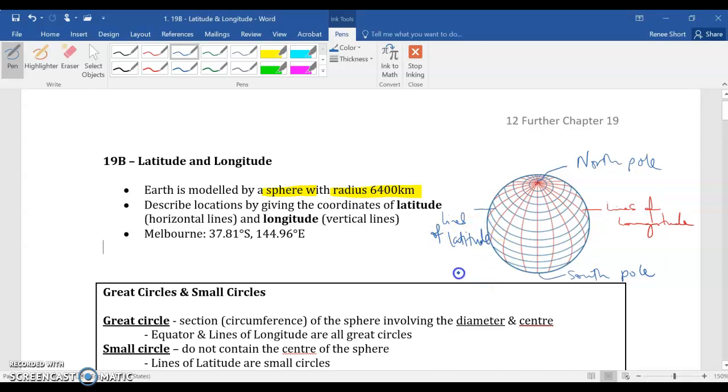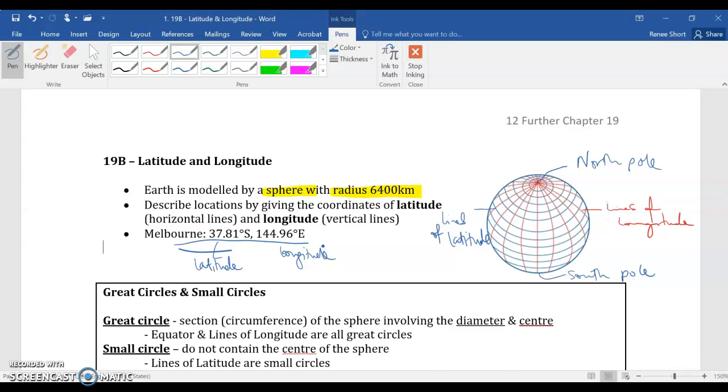But what these lines of longitude and latitude do is they allow us to give coordinates of specific places on the Earth. So we can say Melbourne, for example, its coordinates are 37.81 south and 144.96 east, which means its latitude is, say, 38 degrees south and its longitude is, say, 145 degrees east, and that gives us a specific point where Melbourne is located on the globe.